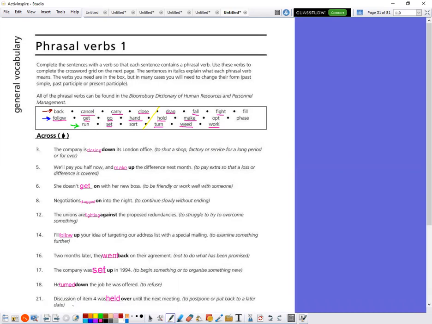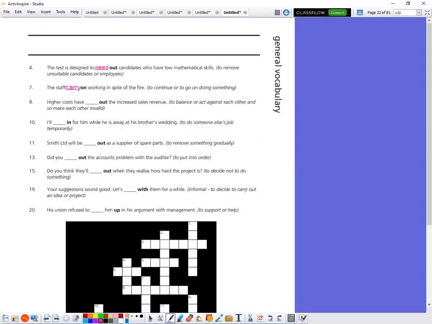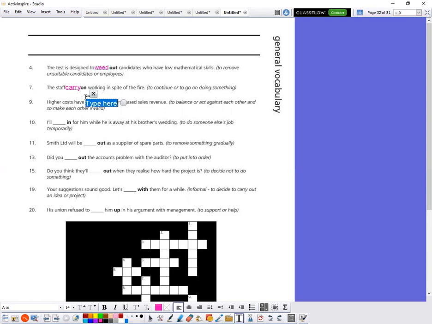Ah, okay. After have, the verb is in the PP. So it's cancel. Yes, cancelled. Oh, okay, PP. Cancelled.